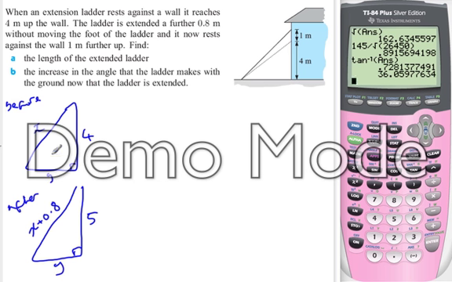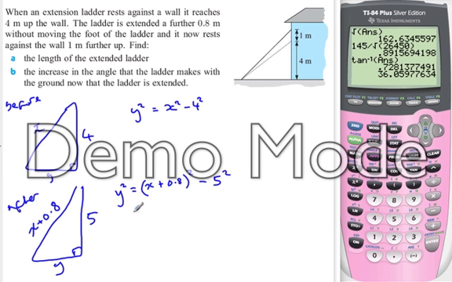Alright, so on this triangle I know that y squared can be found by doing x squared minus 4 squared, using a bit of Pythagoras. I know that from this triangle y squared can be found by doing x add 0.8 squared take away 5 squared.